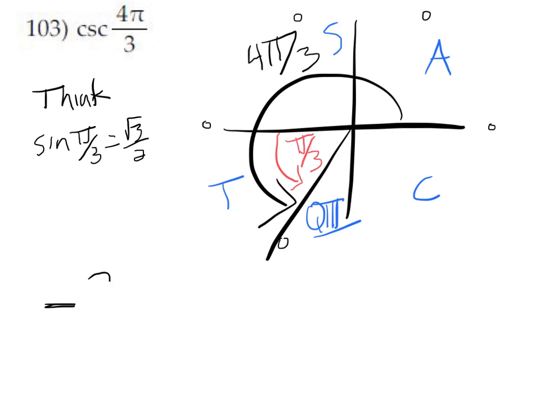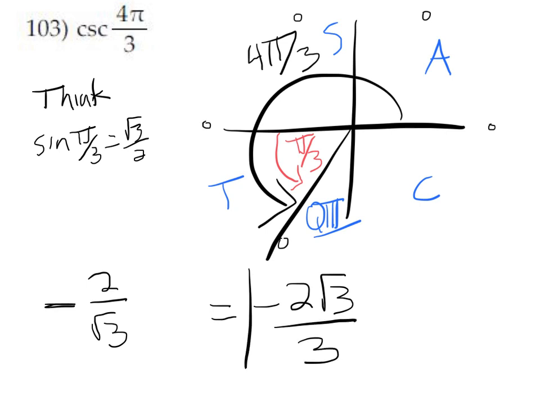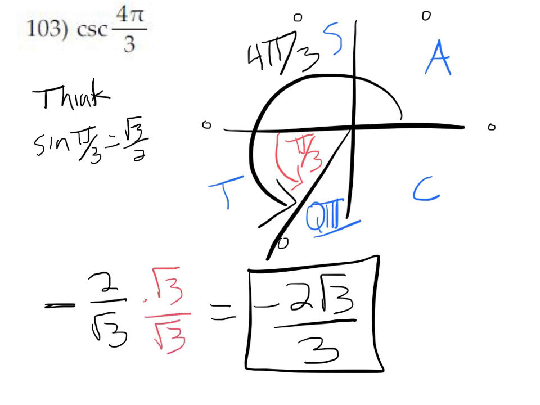So that would be 2 over square root of 3, which then would be rationalized to get negative 2 square root of 3 over 3 for the most common answer. And the rationalization is no more than multiplying by a form of 1, square root of 3 over square root of 3. And that's how to do the problem.